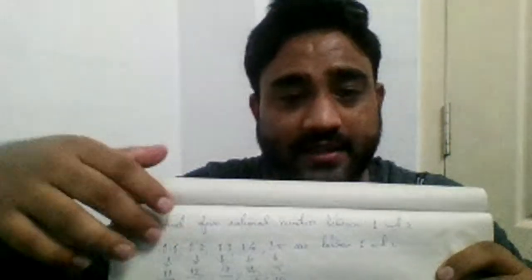So between 1 and 2, what we have to do? We have to find and give 5 rational numbers. 1 और 2 के बीच के 5 rational numbers हमको देने हैं. How can we give it? See, 1 और 2 के बीच में क्या आता देखिए.